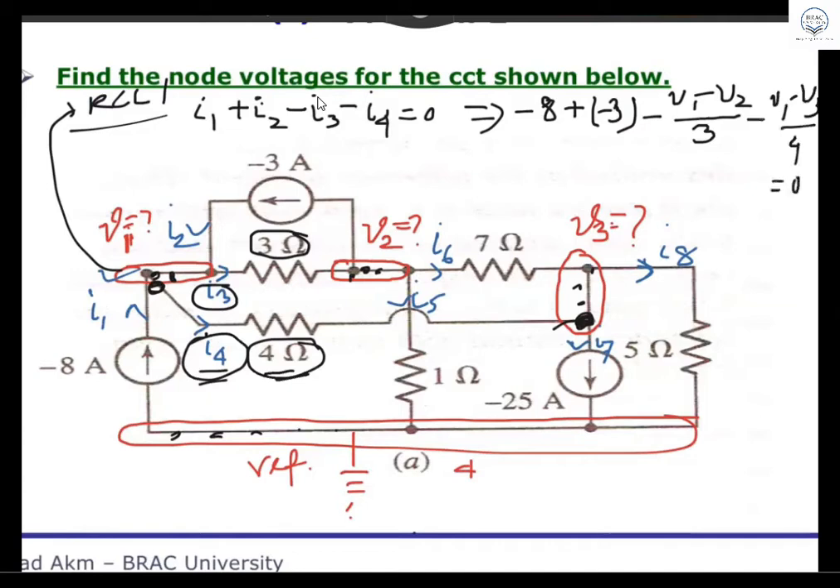This is the equation for the first KCL. You all understand it now? Yes, sir. Good. Okay, please copy it down, otherwise I may erase it. So this is the first one. Now go for the second one.